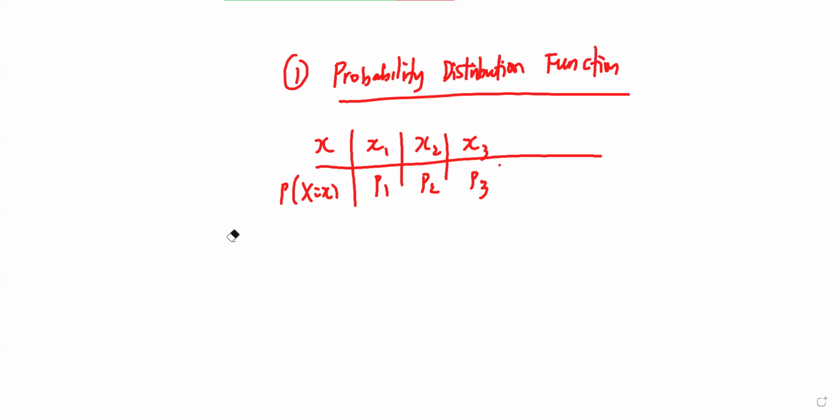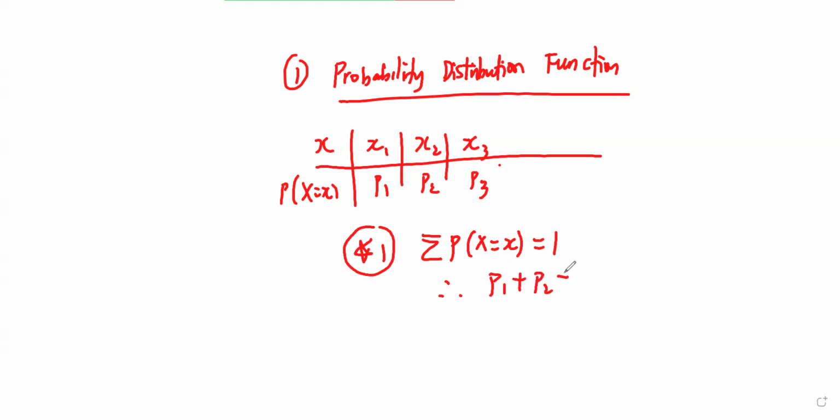So once you compute your probability, you can easily get the relevant probability that's required. When it comes to the distribution function formula, concept number one is we need to take note that the summation of the probability is equal to 1. Therefore, P1 plus P2 plus P3 will be equal to 1. Concept number two.